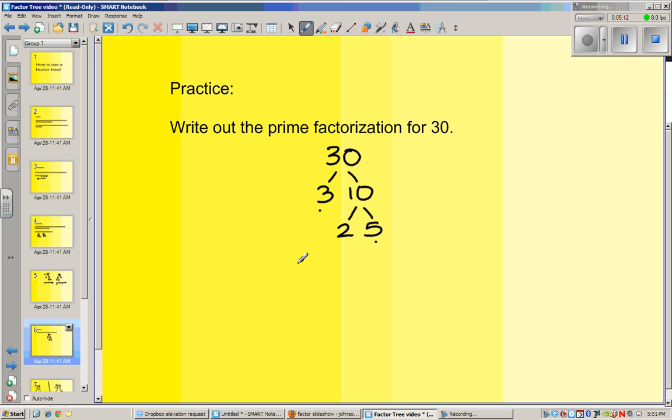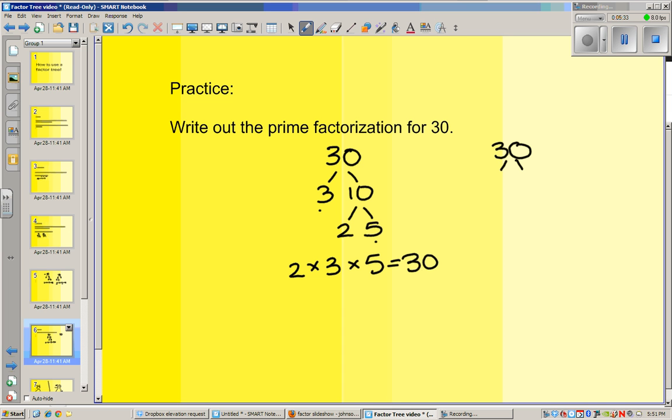And now I want to write my factors from smallest to greatest. So I'm going to do 2 times 3 times 5. Let's see if that makes 30. So 2 times 3 is 6. 6 times 5 is 30. So I'm correct. I can do this another way by using different factors as well.